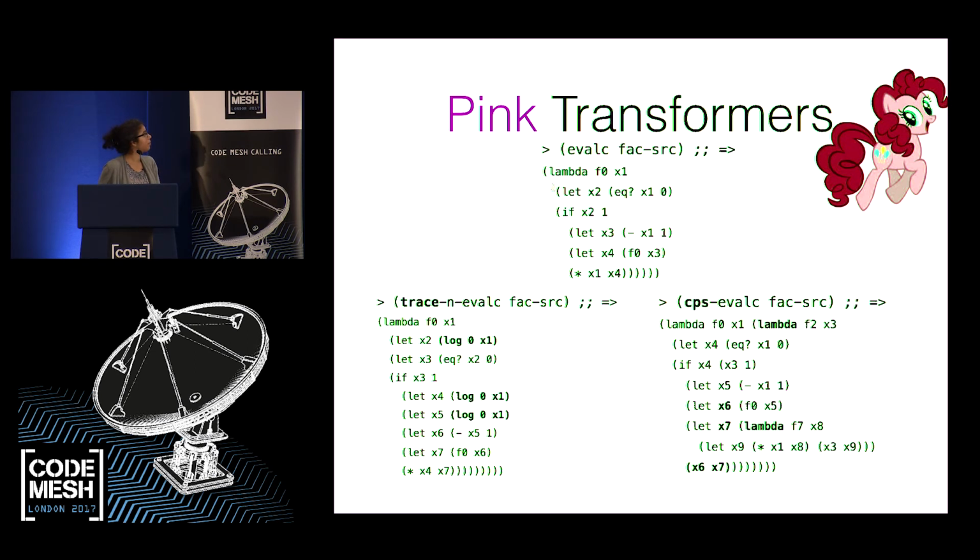And so here are some examples. So this is the code for the original compilation of the factorial source. So it's just factorial with explicit lets for each sub-expression. And then if you do the tracing, you get explicitly those extra log calls. If you do continuation passing style, you get, in addition to the lets, explicit lambdas for the continuations.